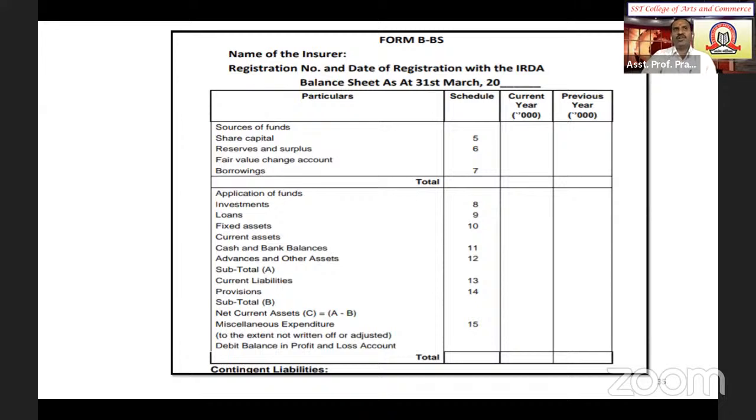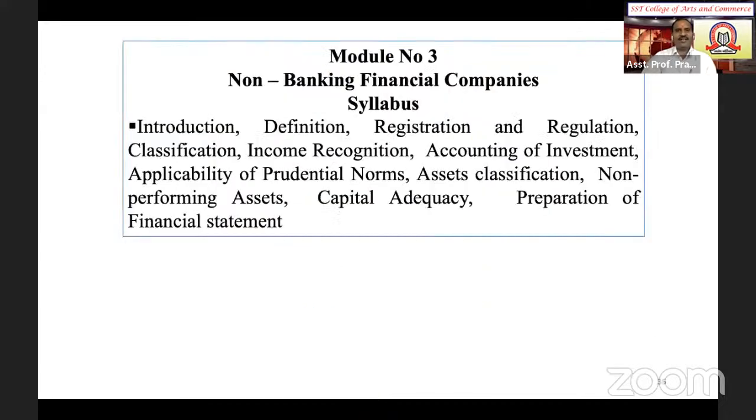So both the modules depend on format. My dear friends, both the modules depend on format. If you go through the formats thoroughly, you will get 15 out of 15 marks with practice and time management. Without practice and time management, we can't cover our paper. So we'll move to the next module, non-banking financial company.